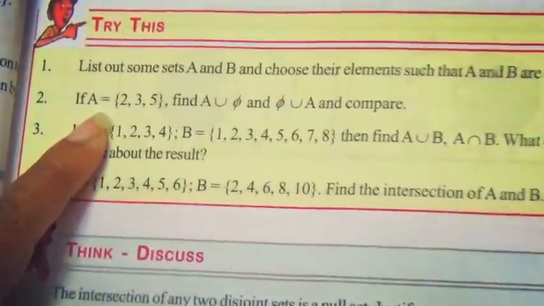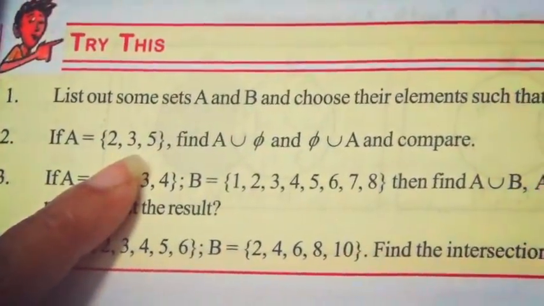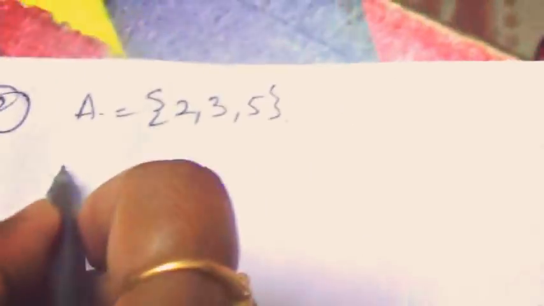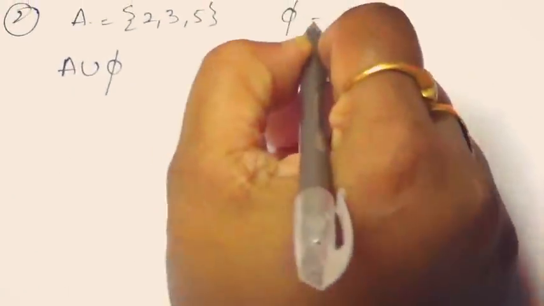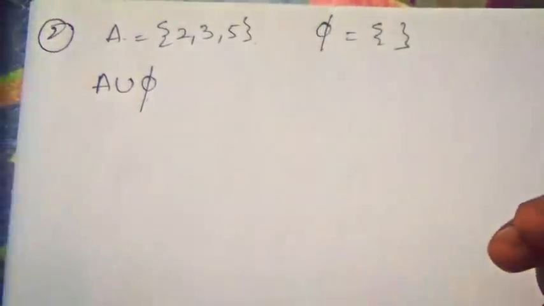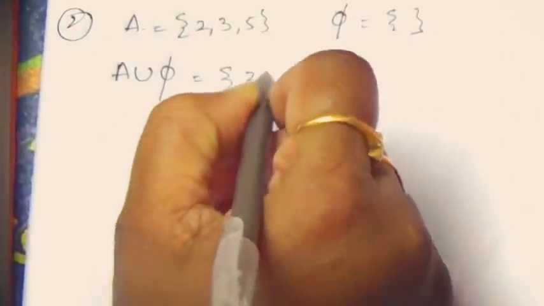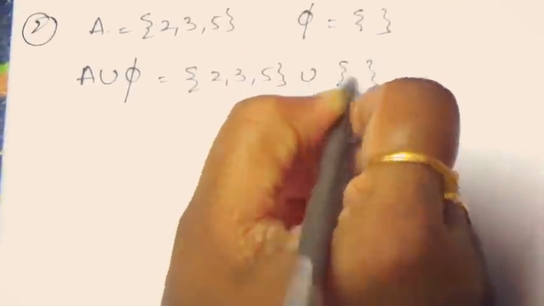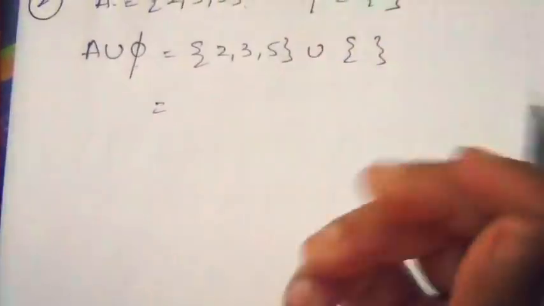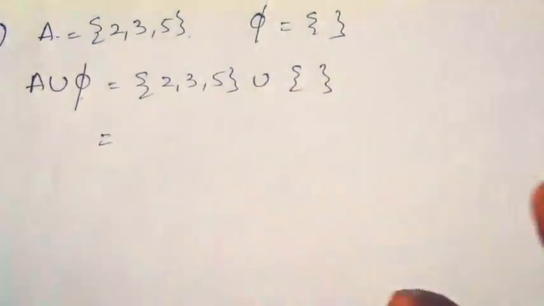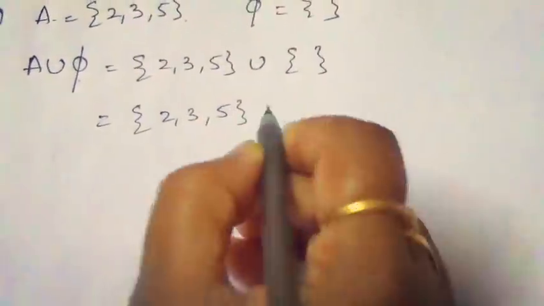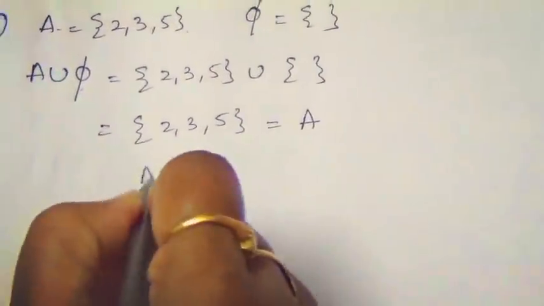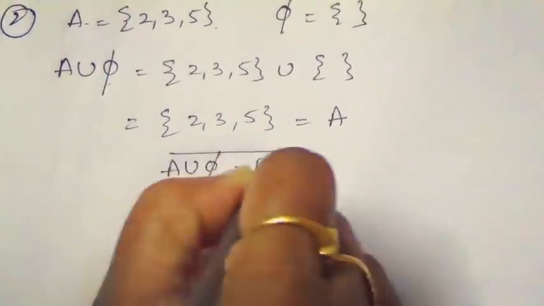So second sum. Given that A is equal to 2, 3, 5. Then find A union phi. Phi means the null set. Already we know that phi is the null set. There are no elements in the null set. That is, A is 2, 3, 5 union the empty set. Union means all the elements we have to write from both the sets. There are no elements in the null set, so we write the remaining elements, 2, 3, 5. That is equal to A. So A union phi is equal to A.